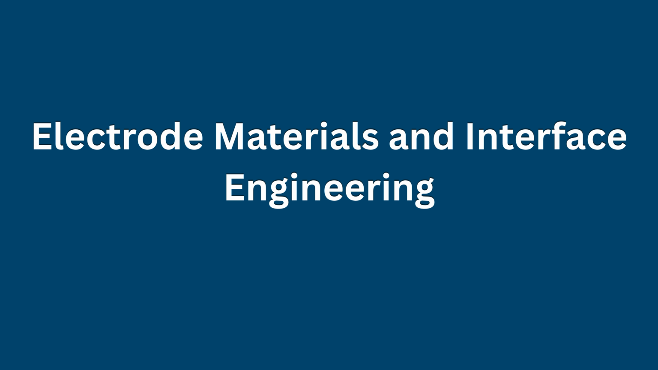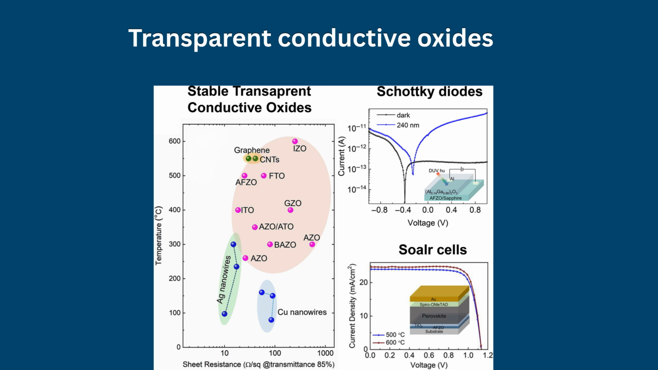Electrode materials and interface engineering. Transparent electrodes. Transparent conductive oxides, TCOs, particularly indium tin oxide, ITO, and fluorine-doped tin oxide, FTO, are commonly used as front electrodes due to their balance of transparency and conductivity. ITO offers smoother surfaces and higher transparency, making it suitable for low-temperature processed planar devices, whereas FTO is preferred for mesoporous architectures due to its thermal robustness.